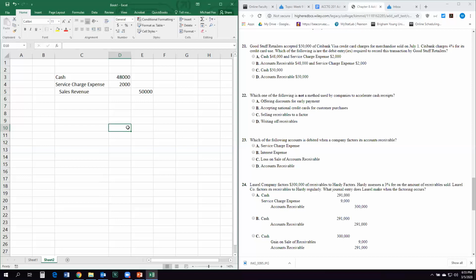Just to be safe, unless a problem tells you specifically 360, I would use 365, because I think everything in this book is 365.